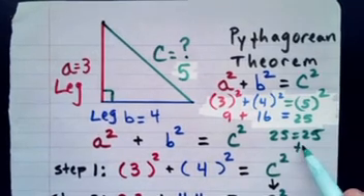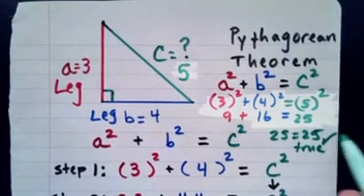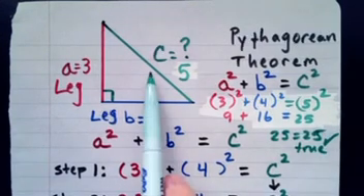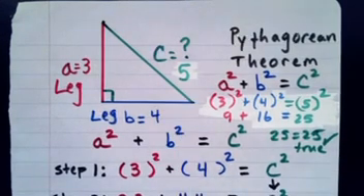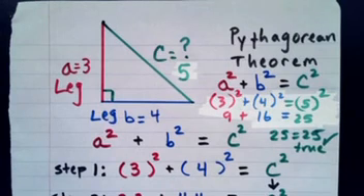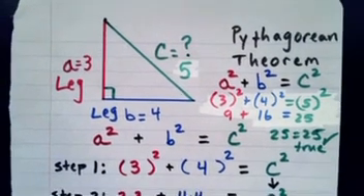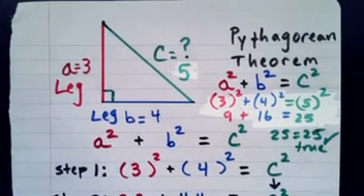Is that a true statement? Then yes, you just checked your answer. C has got to be the value of 5. So the hypotenuse is 5, the base leg is 4, and the leg A has a value of 3.